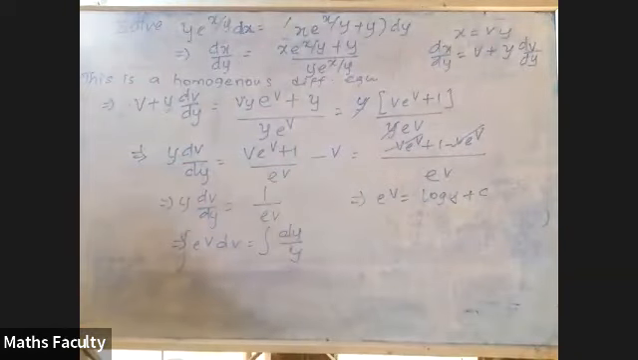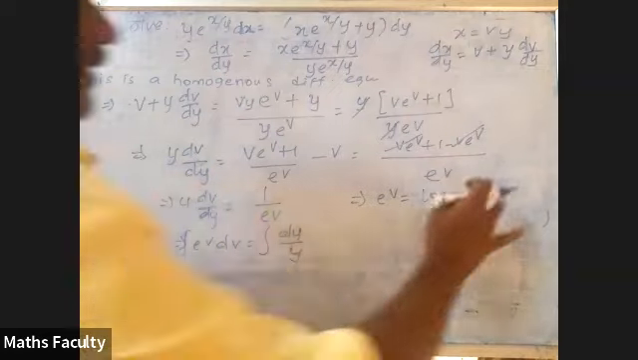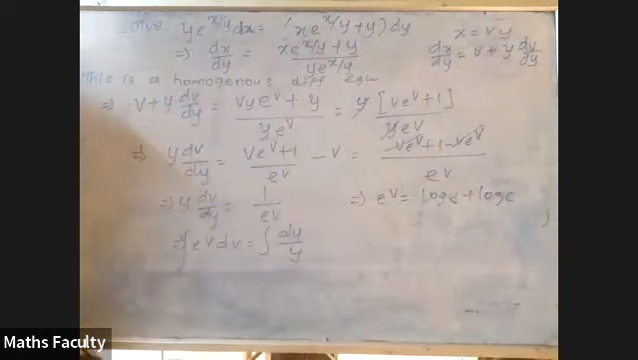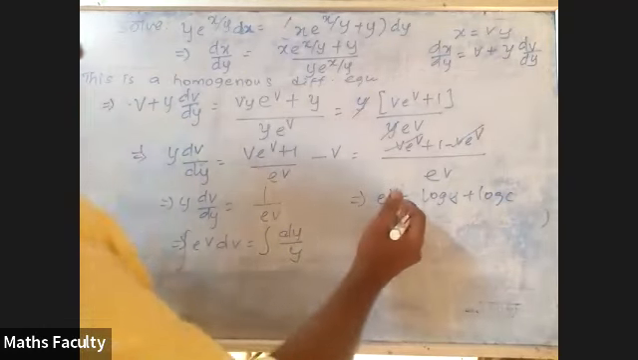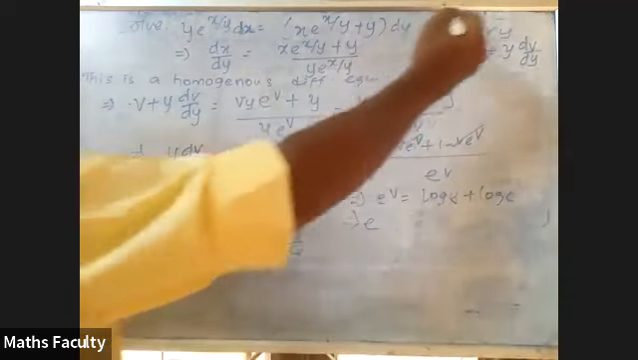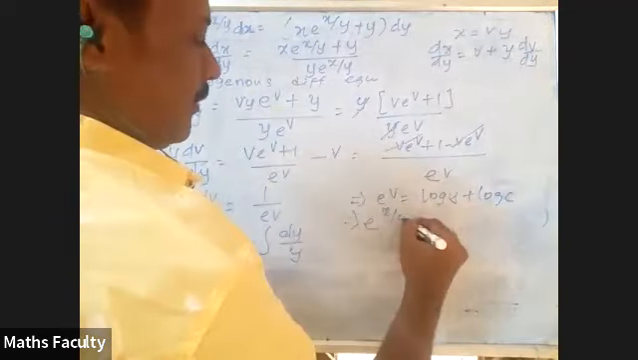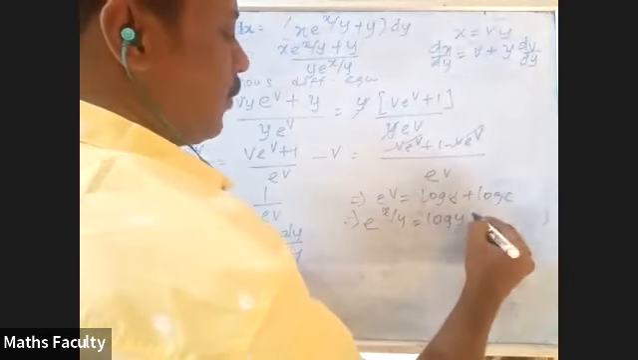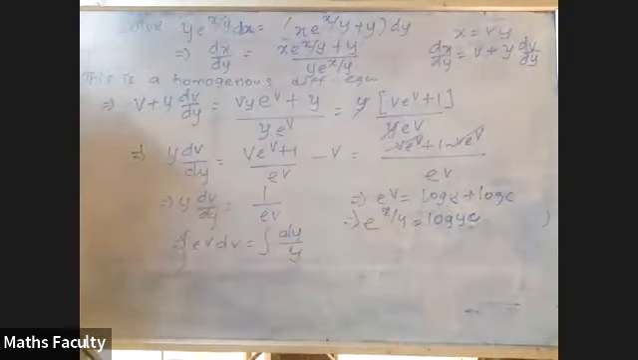I can write this constant as log c. You can also just write c, that is not wrong. If you want, you can write this as log c. Everywhere a log comes, you must take log, but here, even if log is only on one side, you can take it. Therefore e power v, with v taken as x by y, is equals to log y plus log c, which I can write as log yc. Please take down.